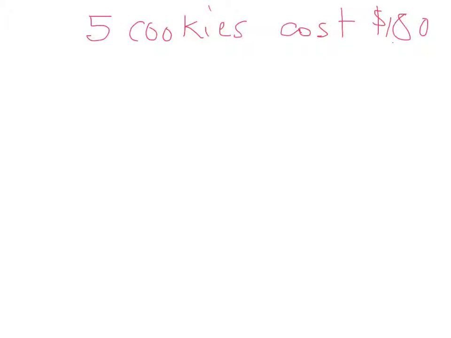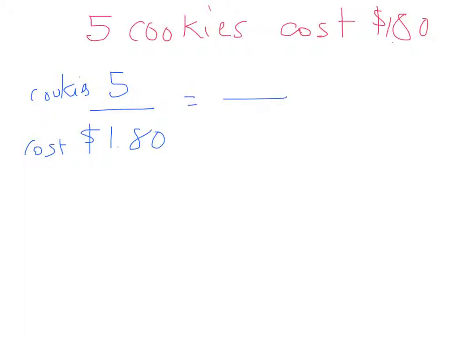And so let's forget what I put in the other video, if you've seen that already. I just want to write cookies here, so I know that's what I'm talking about, and then $1.80 here, because I know that's the cost. We're going to set this up just like we set up the ones in the other video, so that I can figure out what I want to find out. I want to know what the cost is of one cookie.